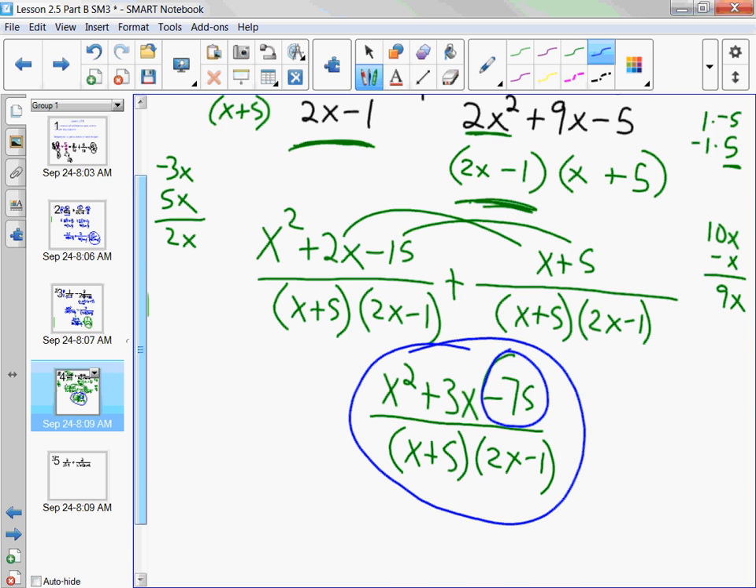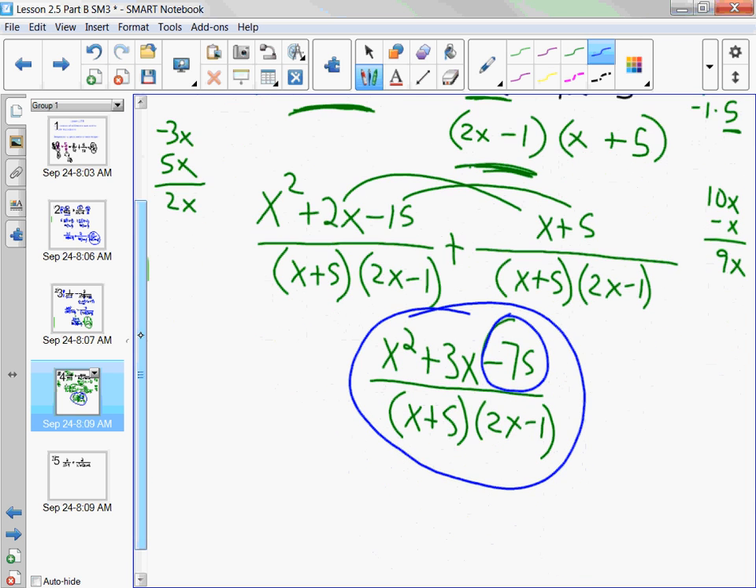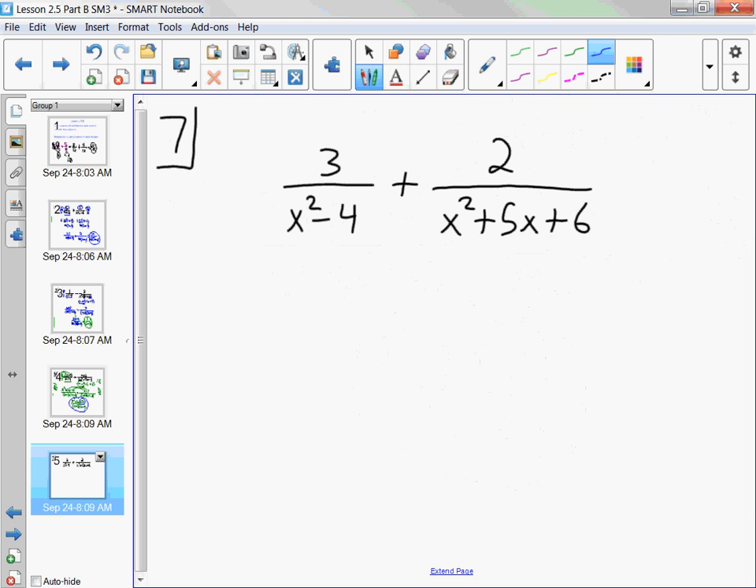Pause it and do the next one, number 6. Okay, last one I'm going to do with you. This is number 7. I'm going to start by factoring the x squared minus 4. Remember, that is a special type of factoring called the difference of two squares. That factors to be x plus 2 times x minus 2.